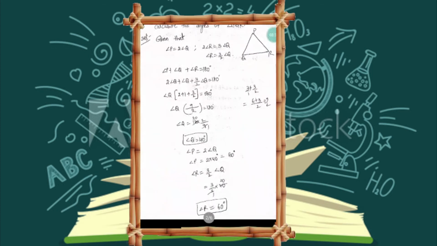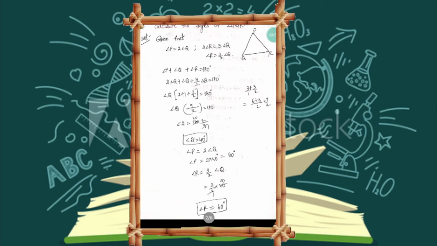Now see the next problem. In triangle PQR, what is the triangle name? Triangle PQR, angle P equal to 2 into angle Q. They gave one relation in this problem also. And 2 into angle R equal to 3 into angle Q. Calculate the angles of triangle PQR. We don't know even one angle, but they gave two relations. By using the relations, we can find the angles.